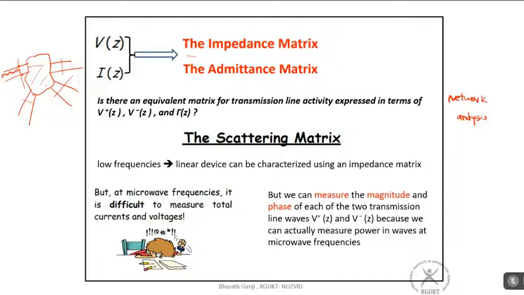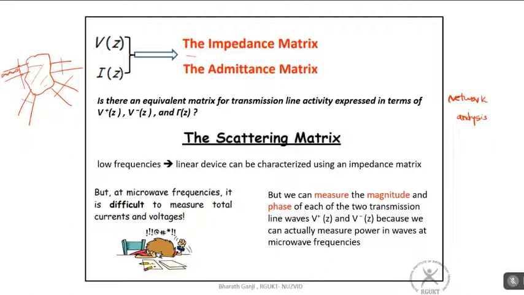So that kind of measurements allow us to practically measure the scattering matrices, but it is practically difficult to measure the impedance and admittance matrices. So instead of dealing with the circuit parameters in terms of impedance and admittance matrices, people started at microwave frequencies to deal in terms of the scattering matrix. So scattering matrix, as I said, scattering matrix is what?